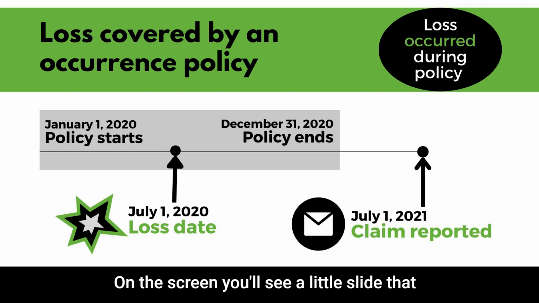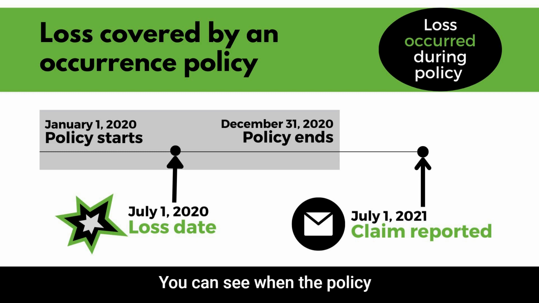On the screen, you will see a little slide that shows an example of an occurrence. You can see when the policy period started, when it ended, generally a 12-month term. So that's what's shown there. When the loss occurs, and the loss is reported after the policy period, the loss is still going to accrue to the policy period for which the loss occurred. So that's why it's called occurrence. It follows whenever it occurred.